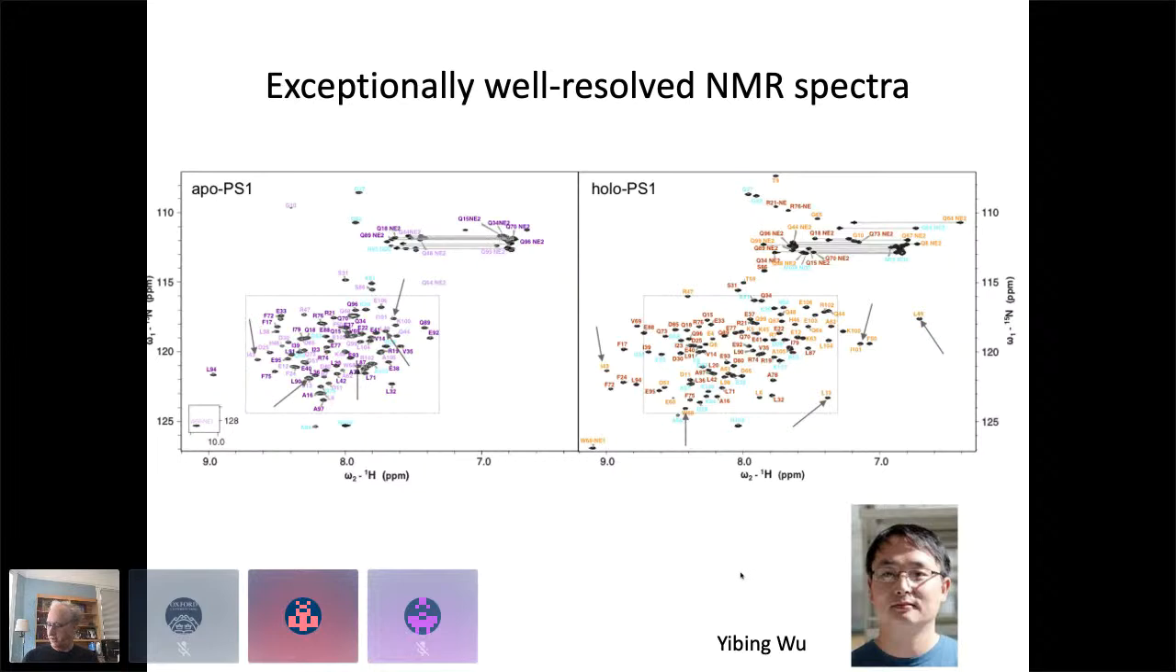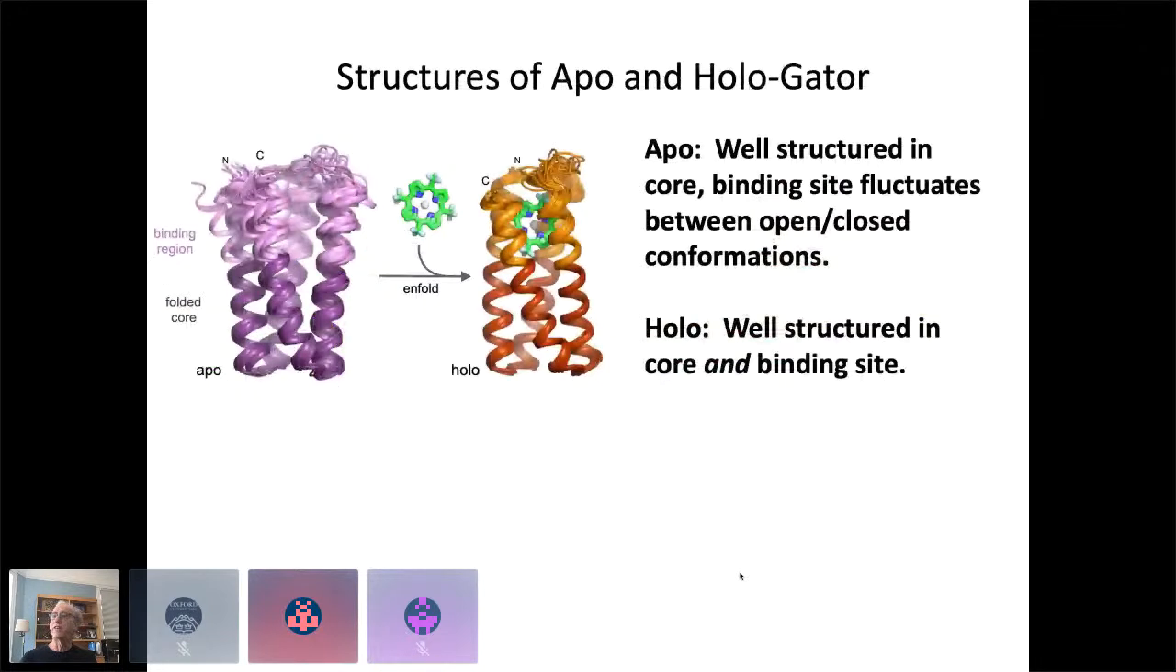And Yibing solved the structure rather quickly. And we were delighted to see that the folded core of both apo and holo were essentially identical and very well defined. And yet there were multiple conformations for the binding site, which then coalesce when you bind to the porphyrin.